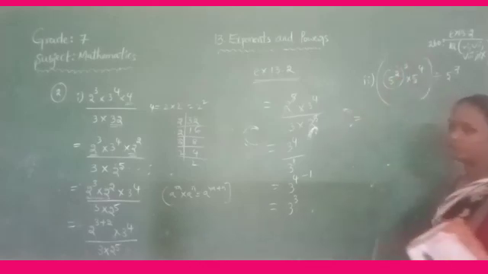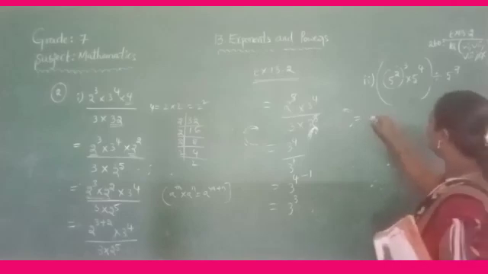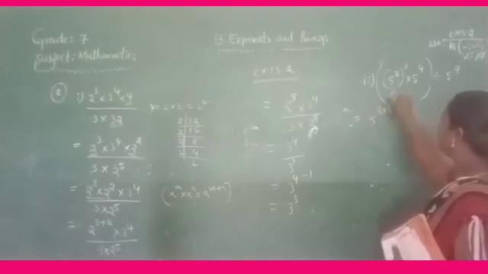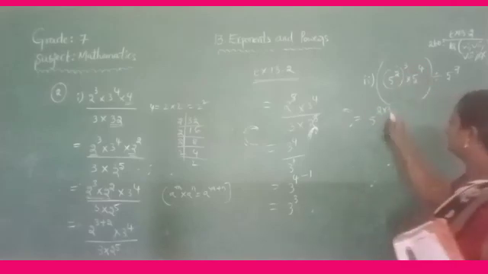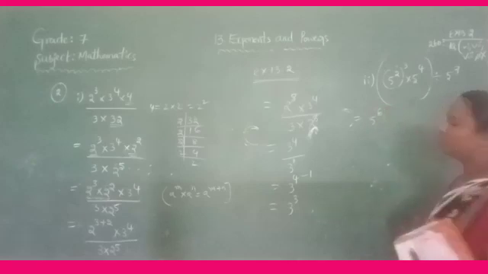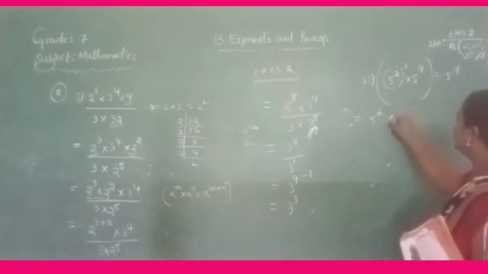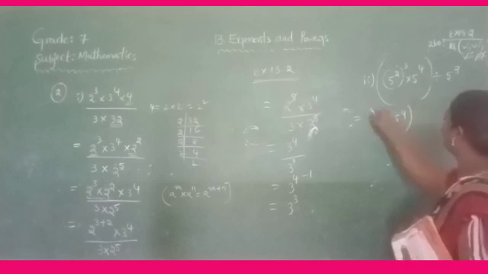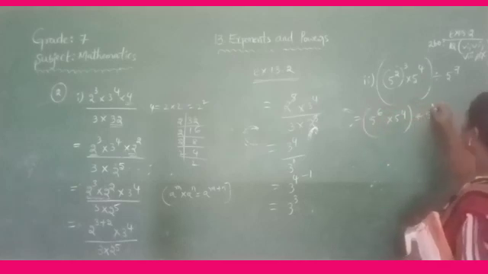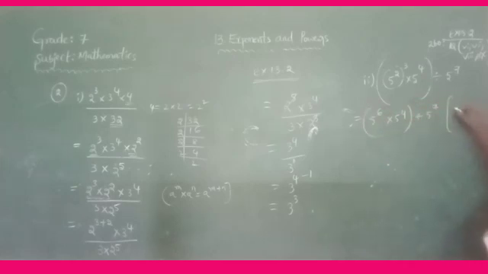5 square whole cube. So that is 5, 2 into 3. Yes, 2 3s are 6. Then you can write here simply 5 to the power of 6 into 5 to the power of 4 divided by 5 to the power of 7. So here we used the formula, that is a to the power of m whole to the power of n is equal to a to the power of mn.